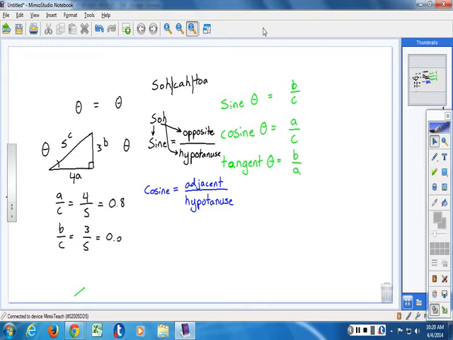And then finally, TOA, tangent. Somebody want to give that one a guess? Opposite over adjacent. So, looking at this angle, which one is our opposite side? Which one is not touching the angle? B. Which one is adjacent? A. So tangent is B over A.